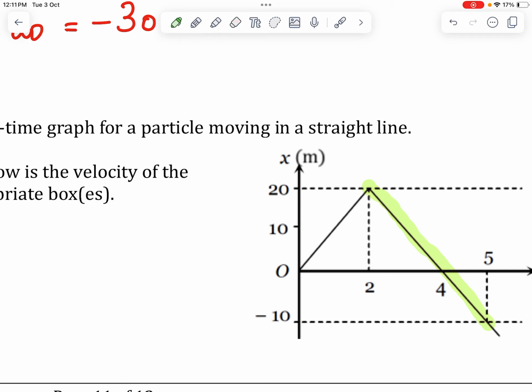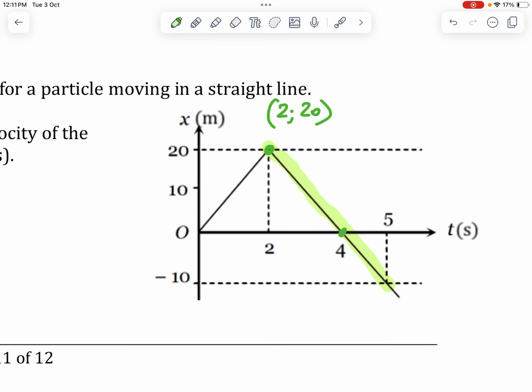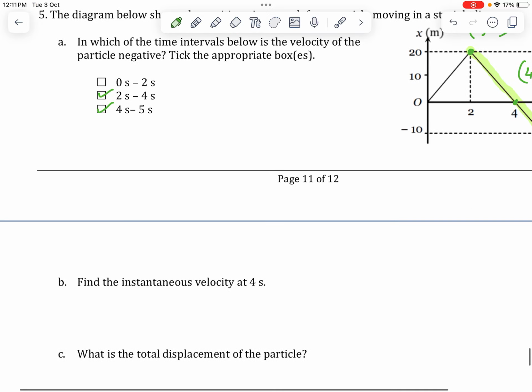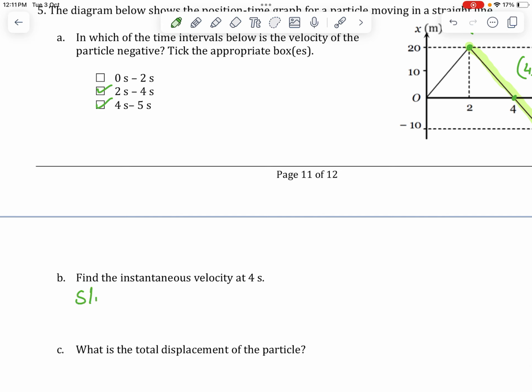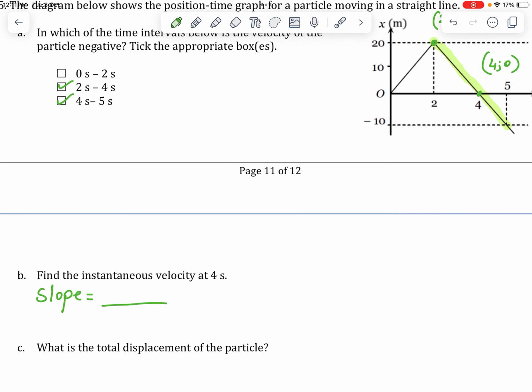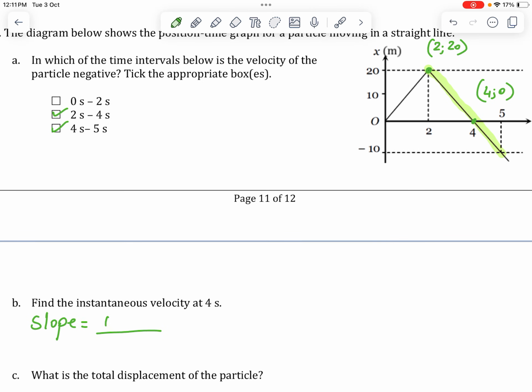I will take 2 points on the line, here (2, 20) and there (4, 0). Finding the slope: y minus y over x minus x. y minus y is 0 minus 20, and x minus x is 4 minus 2. So -20 divided by 2 gives -10 meters per second.